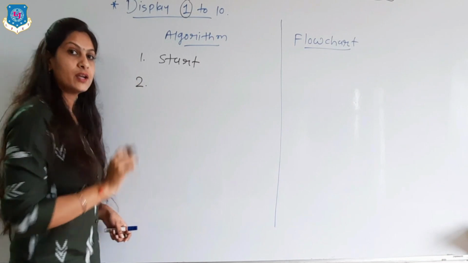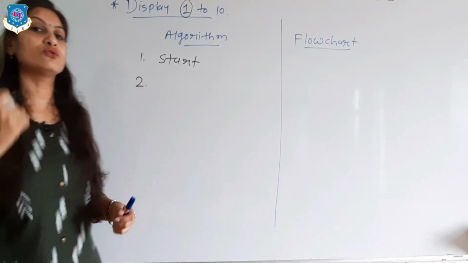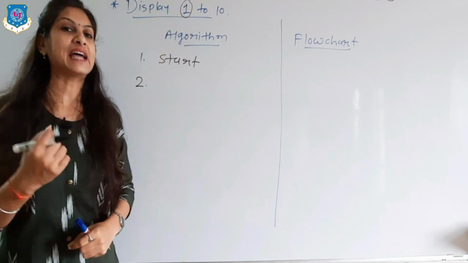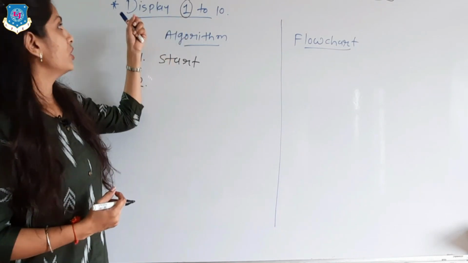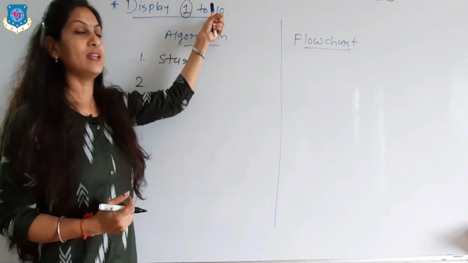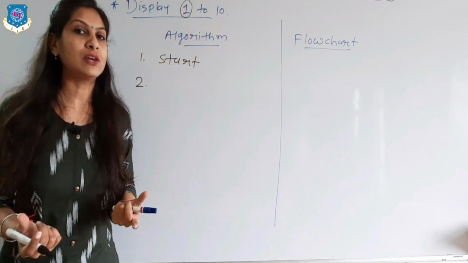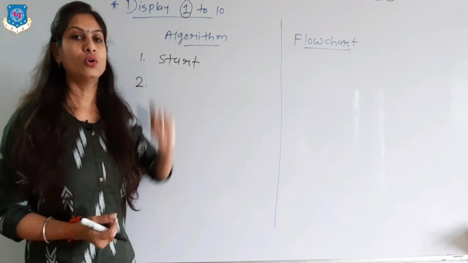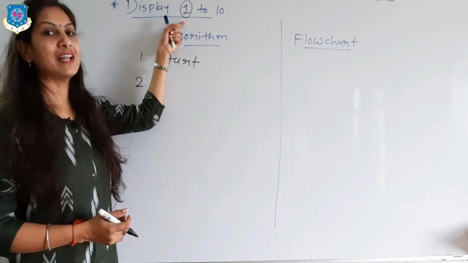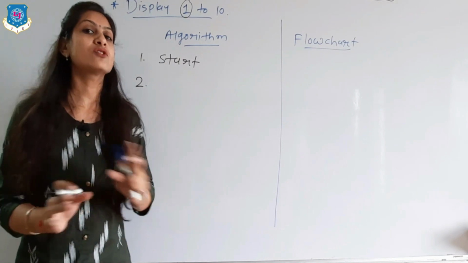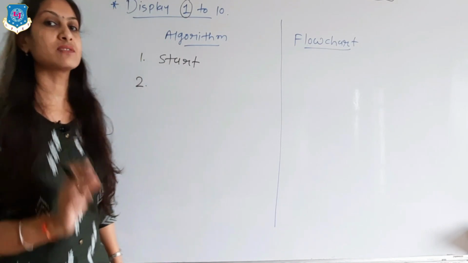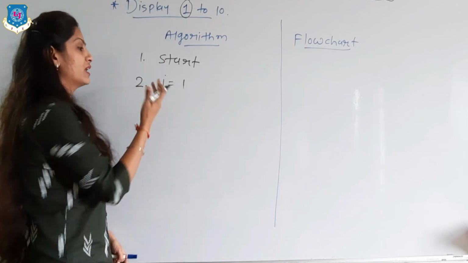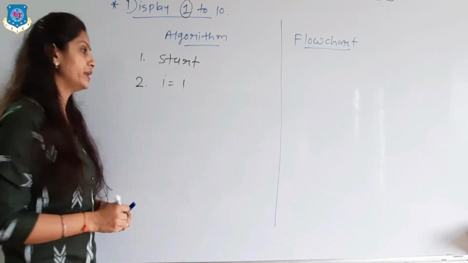Second step here, no input is there because we have to start with a fixed value, and that is 1. Suppose your title is display 10 to 20, then you always have to choose the first value, 10. Suppose you have to display 50 to 100, then your first value is always fixed. It is not an input but a fixed value that we have to write like this: I equals 1. Here you can write any variable name.